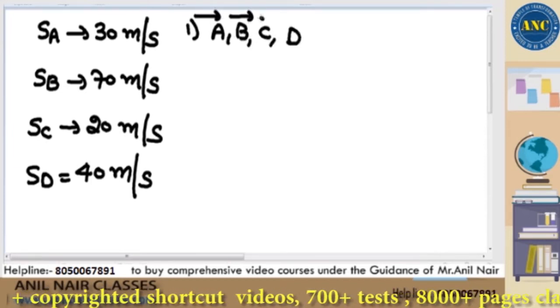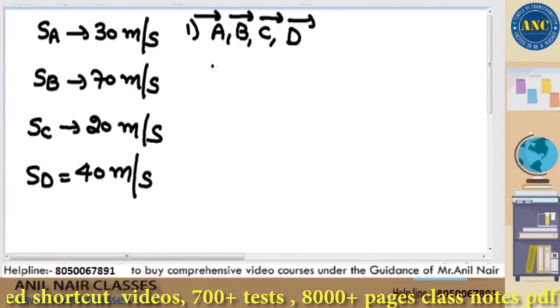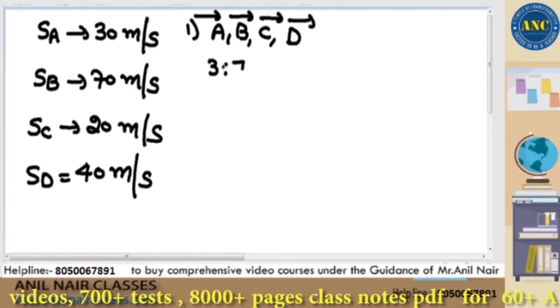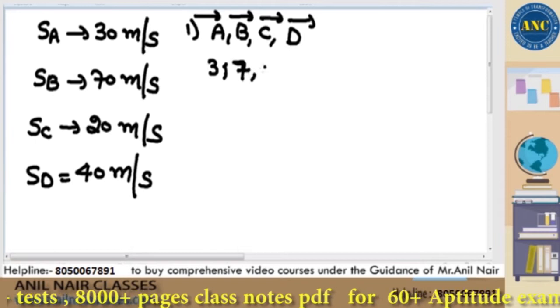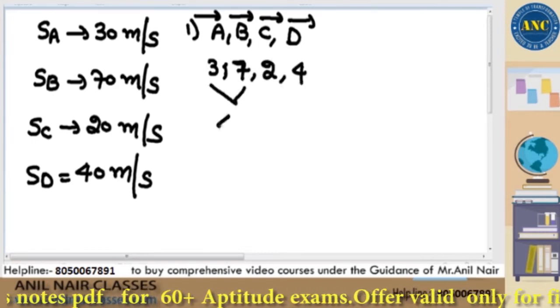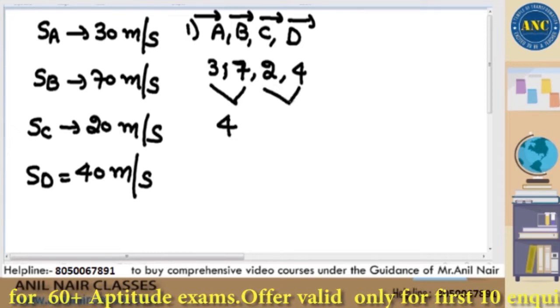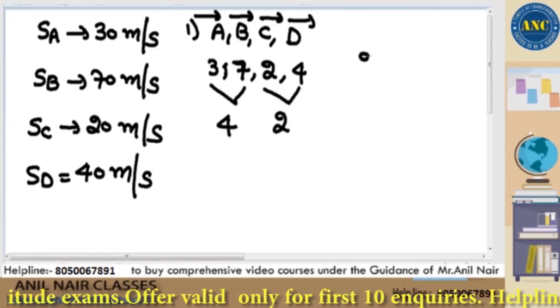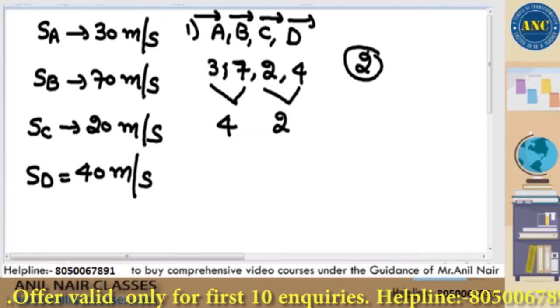The best thing is, first question, A, B, C and D: the number of distinct meeting points if they all travel in the same direction. Make it into simplest form, 3, 7, next is 2, next is 4. If they are meeting in the same direction, 4. If they are meeting in the same direction, 2. 4 comma 2, HCF is 2.